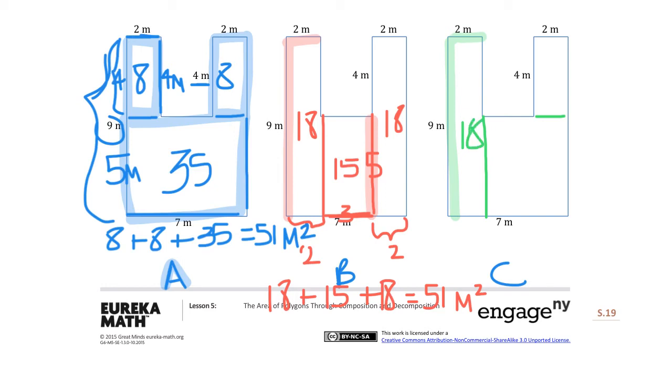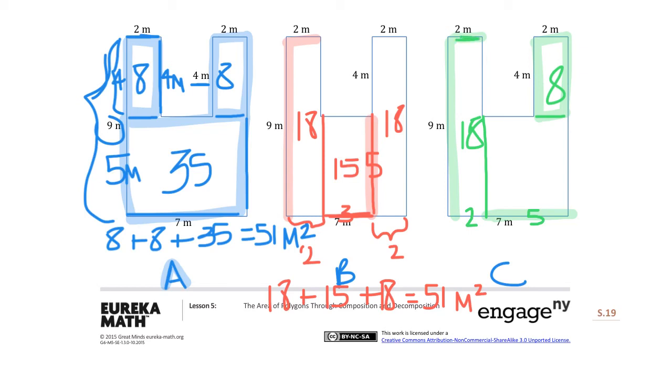Then I look at the one up here on the top. I know that's 2 by 4, which is 8. Now the other one I have to figure out my dimensions for. So this distance across here, remember 7's all the way across the bottom. This section right here is 2, so that means this part here is 5. So 2 plus 5 is 7.